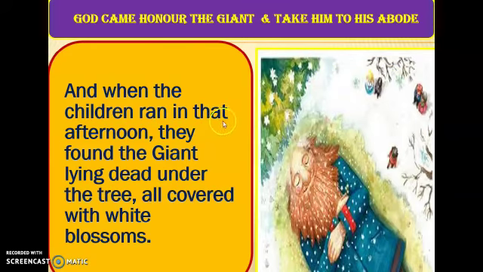And when the children ran in that afternoon, they found the giant lying dead under the tree, all covered with white blossoms. The giant was lying dead, and white blossoms had fallen from the tree and covered the giant. When the little children came, they saw this sight. The giant, from a selfish giant, had become a kind giant, and God had himself come to take the giant to his kingdom of heaven.